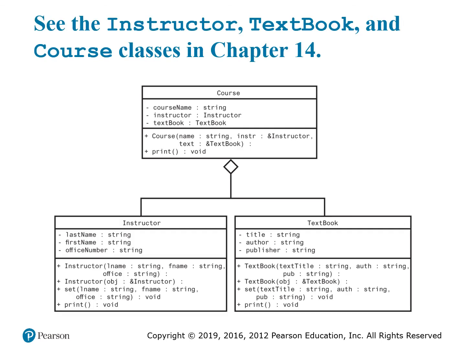This shows an example of a course which has to have an instructor and a textbook. The instructor is actually another object which has last name and first name and office number and all sorts of stuff. And textbook is another object that has title and author and publisher and other sorts of things.